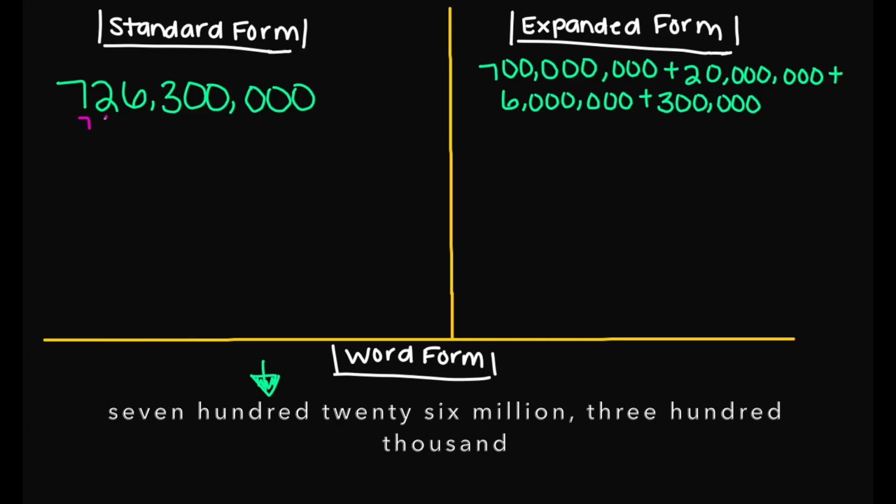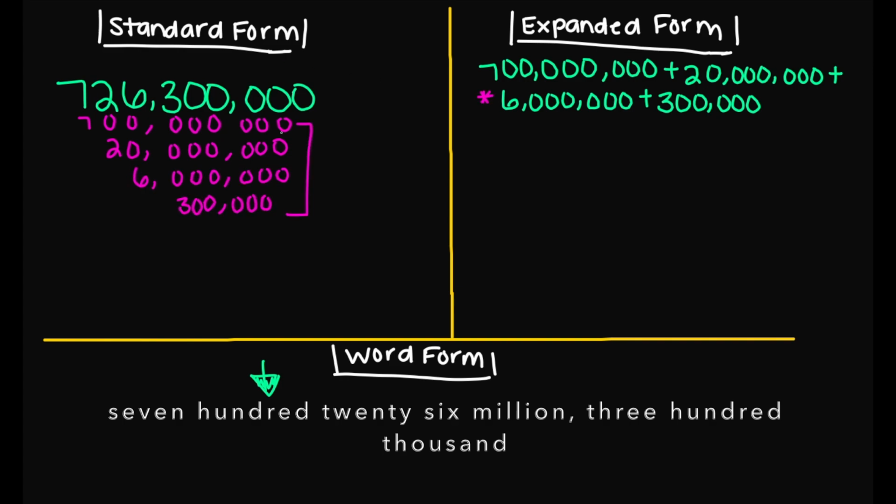So if you do 700 million right here, then you go down to 20 million, then 6 million, and then you have your 300,000 here. So what we just solved here is our expanded form on the right side. 700 million, 20 million, 6 million, and then 300,000.